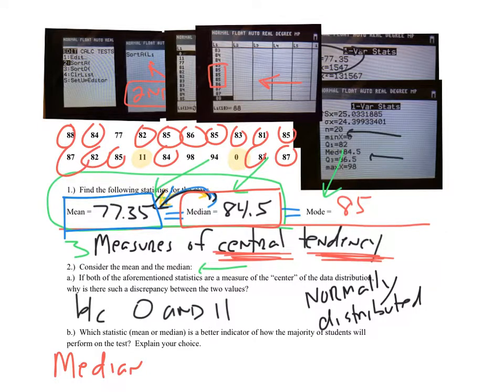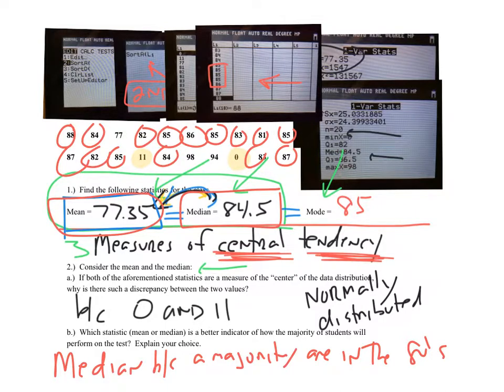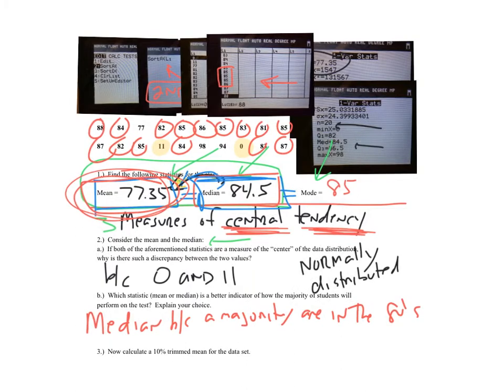So here we're going to say the median because a majority of the grades are in the 80s. If you said, okay, I gave an exam and the average is 77.35, most students would think, okay, most of the students would be in the upper 70s. But no, here the median is the better indicator of how the students did.